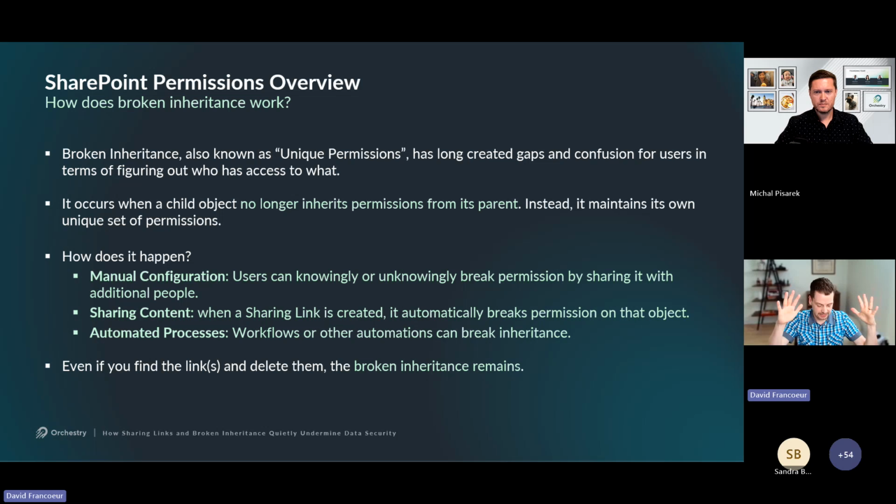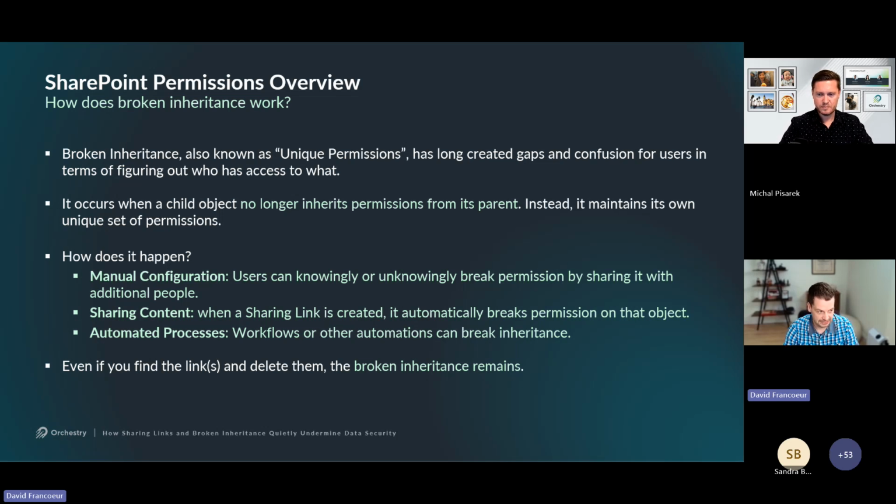So let's say we have a site at the top, we have a library, then we have a folder, and then we have an item. We have this nice clean tree-like hierarchy, and we want the permissions to flow from the top down to the bottom. That's the typical inheritance model. With broken inheritance, we're making a break there. That's also known as unique permissions in the SharePoint world. This is where that flow or inheritance model has been deliberately or accidentally interrupted.